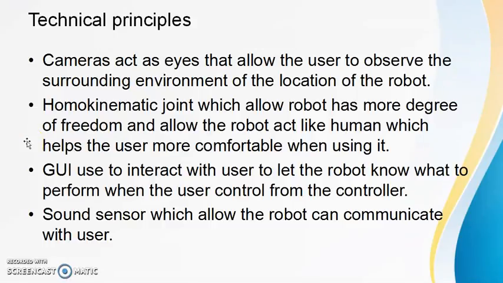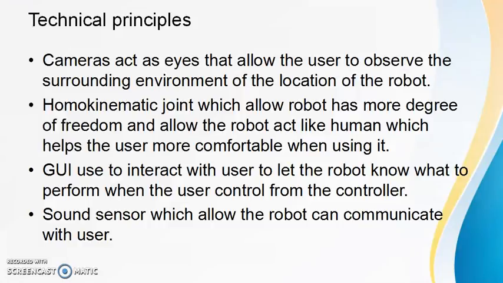Next, we would like to talk about the GUI. The GUI is used to let the user interact with the robot, so the robot knows what to perform when the user controls it from the controller. And the next technical principle for our design is the sound sensor. The sound sensor allows the robot to communicate with the user, so it can understand the dialogue of speech from the user.